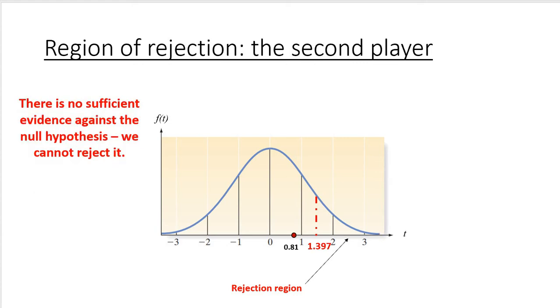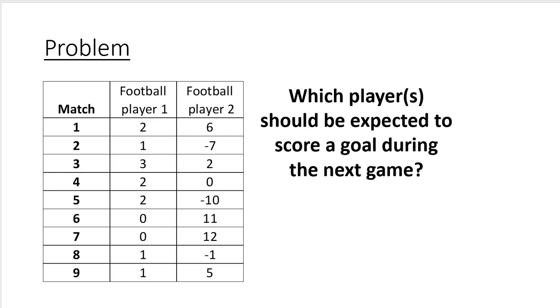Now, let us analyze whether we can reject the null hypothesis in case of the second player. And we cannot, because the t statistic we computed is smaller than the critical value. It does not go within the rejection region. That's why we should report that we do not have sufficient evidence for rejecting the null hypothesis. So getting back to the initial question, you should rather rely on the first player.